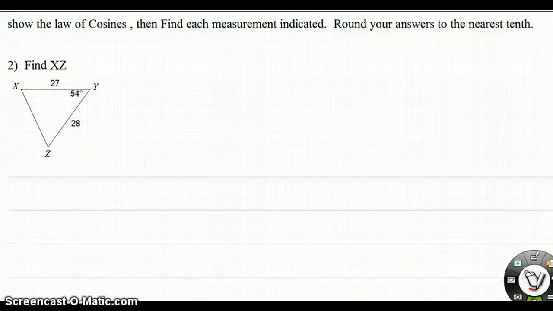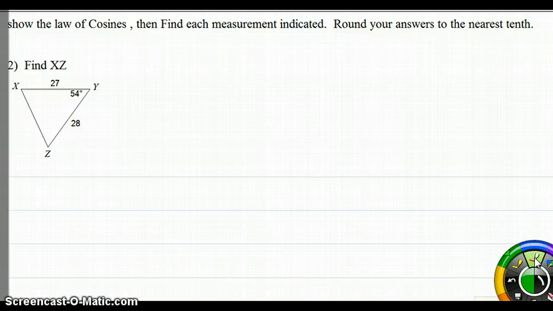Okay, looking at the second example, I've switched around the variables, so it will give you an idea of how to switch around if it's not an ABC. This is an XYZ. So notice we're asked to find the leg XZ, which is the leg right across from the Y angle. So I'm going to be asked to find Y.